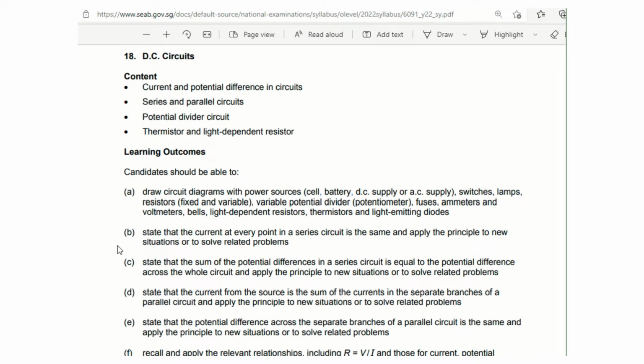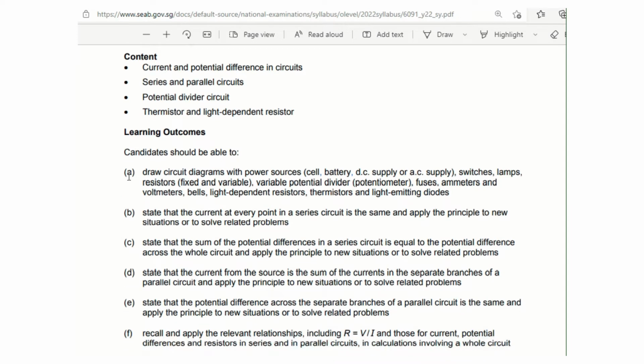All right, so let's take a look at the syllabus to see what is tested on the topic of DC circuits. In part A, you're supposed to be able to draw circuit diagrams with power sources like batteries, cell, DC supply, or AC supply, switches, lamps, resistors, which is fixed and variable, potential divider or the potentiometer, fuses, ammeters, voltmeters, bells, light dependent resistors, thermistors, light emitting diodes.